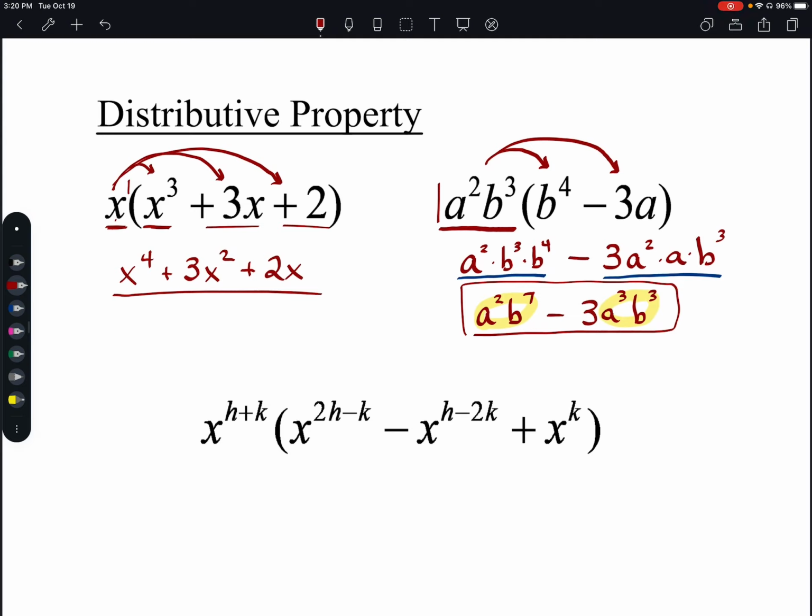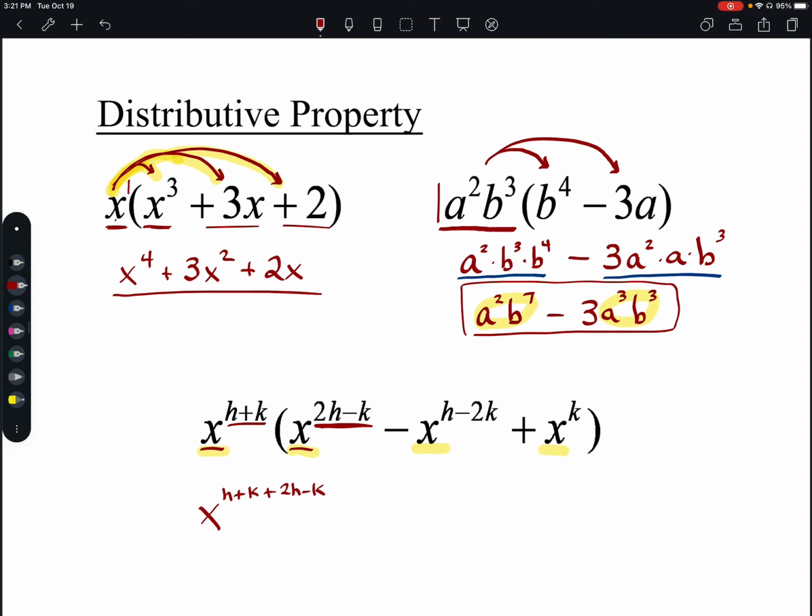Next one looks really hard and confusing, but really it's the same thing that we have already done. Think about what you did up here, right? We just distribute this x through, and we just added the exponents, right? So I have an x, I have an x, I have an x, and an x, right? Which means that when I distribute this through, I'm going to be able to add the exponents on all of these. So the first one, when I do an x raised to the power of h plus k times an x raised to the power of 2h minus k, I'm going to have an x to the power of h plus k plus this 2h minus k.